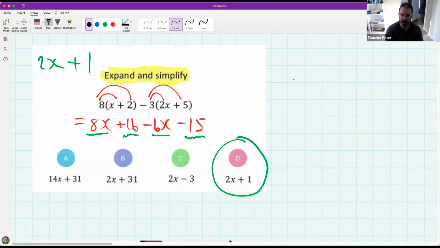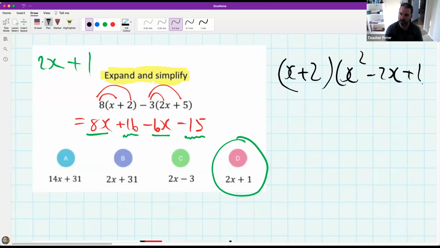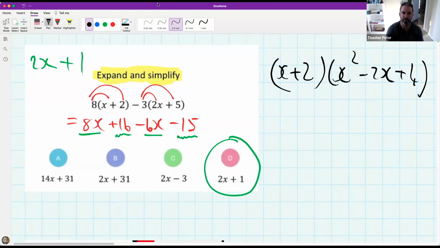I'm going to give you a more difficult one. What if I said, could you multiply out the following? This is called a binomial. It's two terms. This is a trinomial, although they're all knitted together. If you multiply this binomial by this trinomial, what do you get? And then once you're done, I want you to tell me in the chat that you're done. So we are expanding and simplifying x plus 2 times x squared minus 2x plus 4. Can you do that?